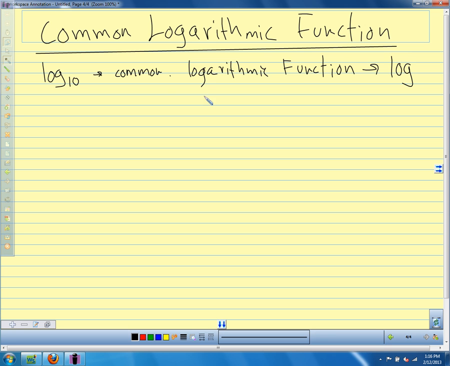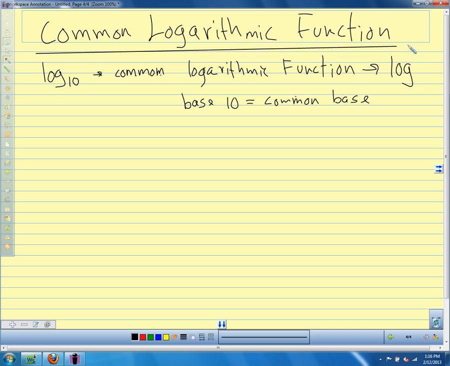Base 10 is called our common base because we use base 10 so much. So if you just see log x, that means base 10. If you don't have a base on your log, then you assume that it's base 10. So that's one of our special bases. I'll talk about another special base in just a minute.